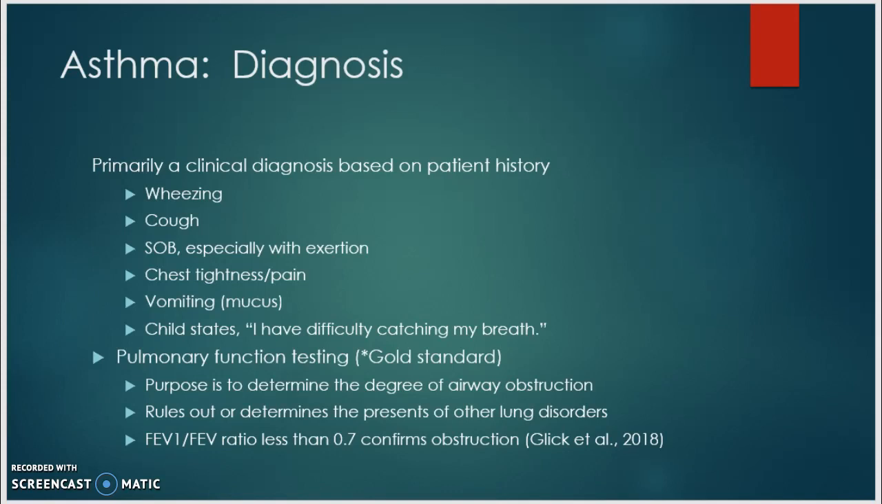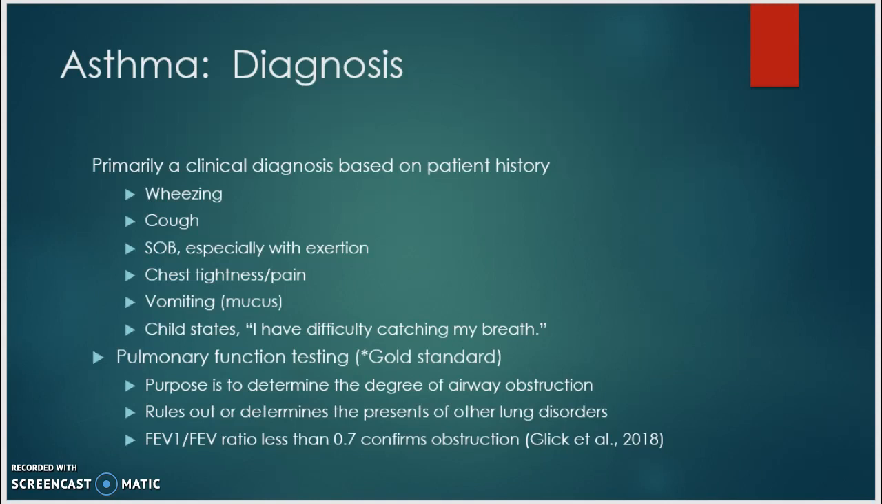However, the gold standard for asthma diagnosis is the pulmonary function testing, or the PFTs. The purpose of a PFT is to determine how bad is the airway obstruction, so what is the degree of obstruction. Also, the PFT can rule out any other lung disorders that may be going on, because as we're going to see here in a little bit, we actually have restrictive and we have obstructive airway disorders. We want to know what exactly are we looking at. How do we know if someone has an obstructive airway disorder? And remember, if we have inflammation and airway narrowing with bronchoconstriction, this is an obstructive airway disorder.